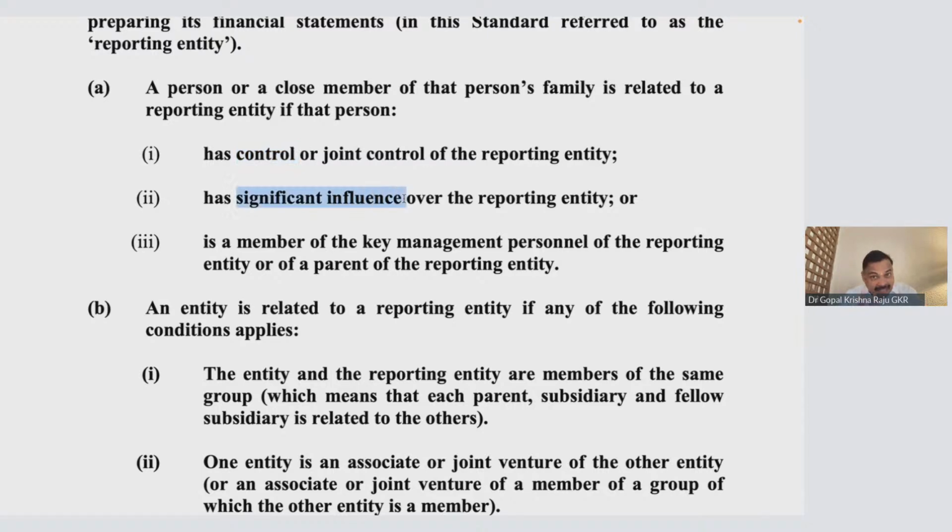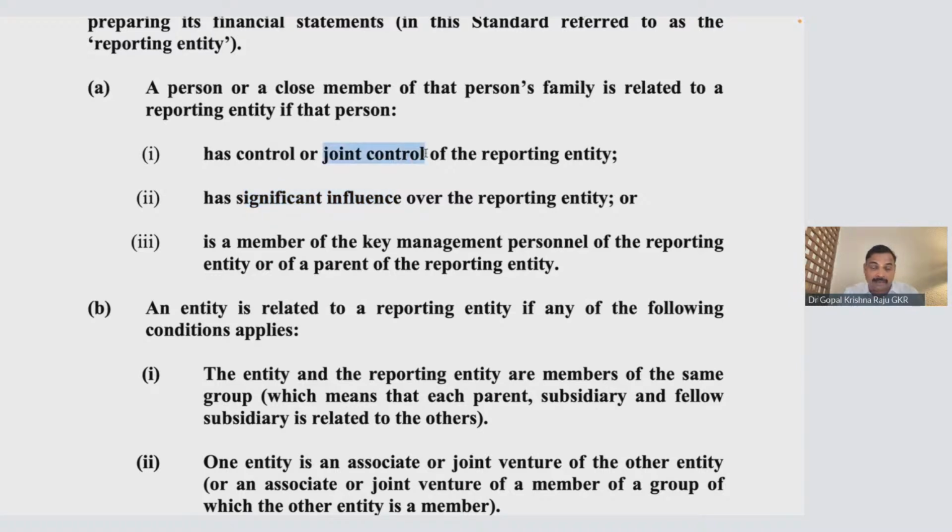Significant influence, again as per the Companies Act, is 20% and above. Control means above 50, significant influence means between 20 and 50. That is why your associate company and joint venture come under significant influence. Actually, joint venture companies are not defined, but in the Companies Act, associate company includes joint venture.